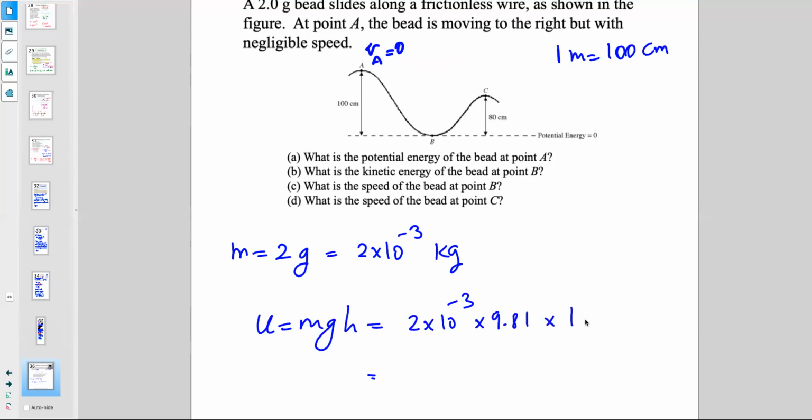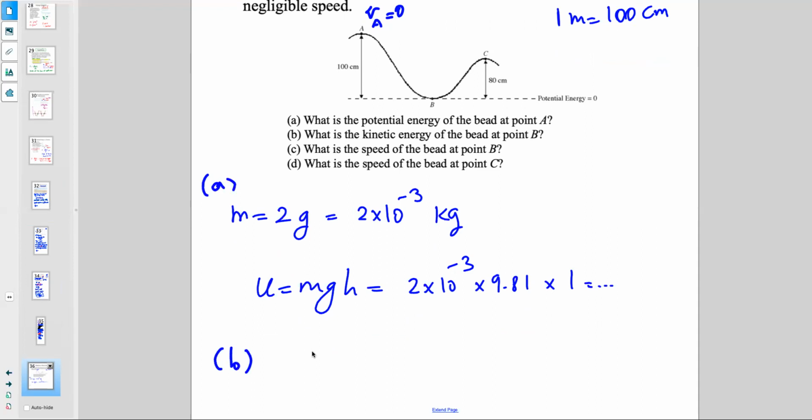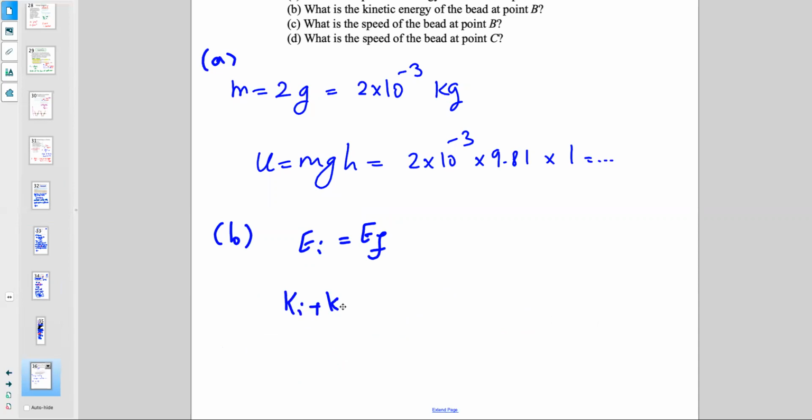All right, let's go to part 2. What is the kinetic energy of the bead at point B? At point B, all of this potential energy has turned into kinetic. Since there's no friction involved in this problem, E initial should be equal to E final. So K initial plus U initial should be equal to K final plus U final.